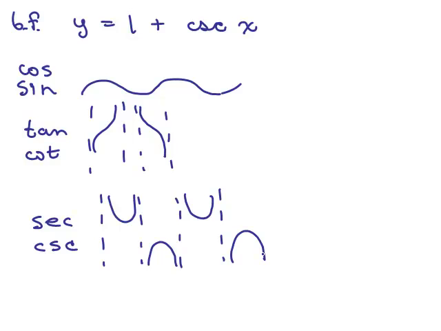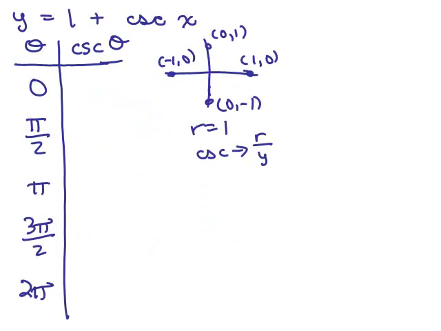So now let's work on this. We know what it's going to look like, but then we're going to actually do the problem. Here we go. All right, so let's do the values. If we know theta, how do we get the cosecant of theta? Well, I like to look at the unit circle. If I'm looking at 0 here, the radius is 1, because it's a unit circle, and the cosecant is the radius over the y value. So we're going to have 1 over 0, it's going to be undefined right here at 0.